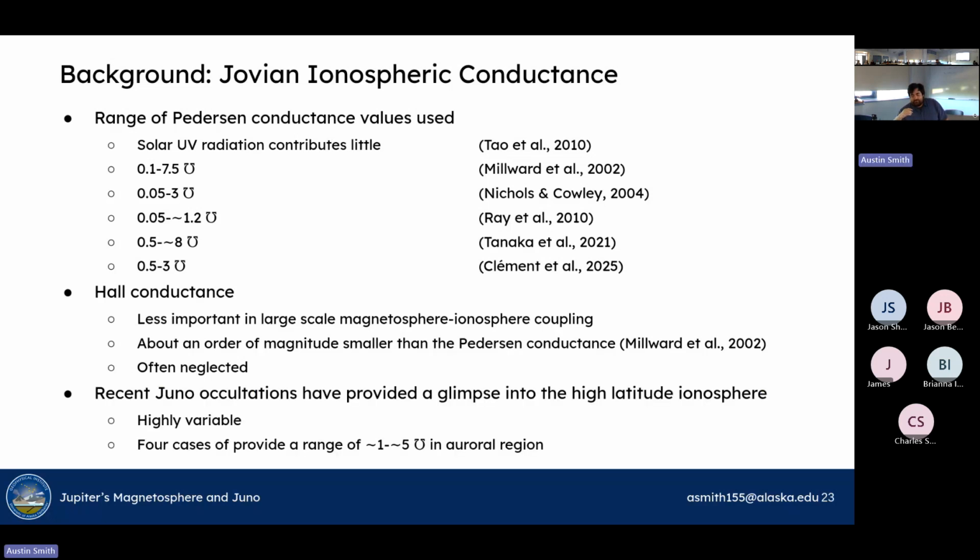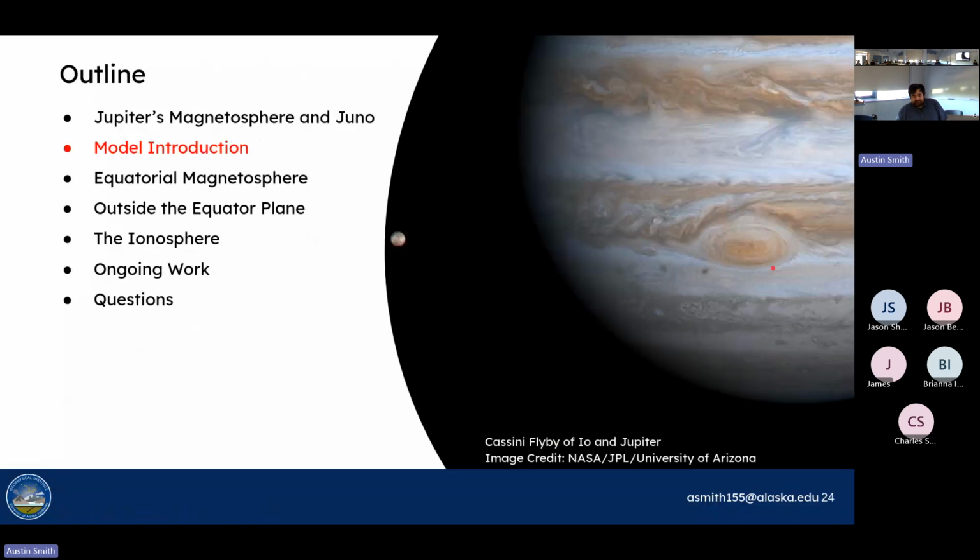And as I mentioned, there are these new Juno occultations. There are 4 right now, which in the auroral region have shown a conductance range of about 1 to 5 mho. Although it's highly variable, and also highly variable in altitude. I think it's about 1,000 kilometers between peaks in the electron density. So it's kind of crazy what's going on up there.